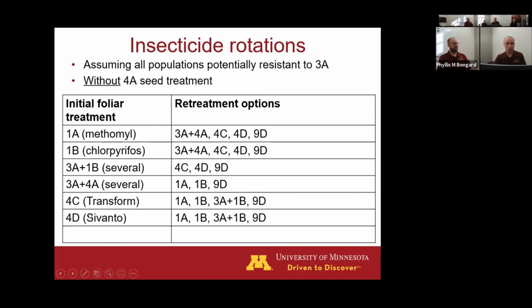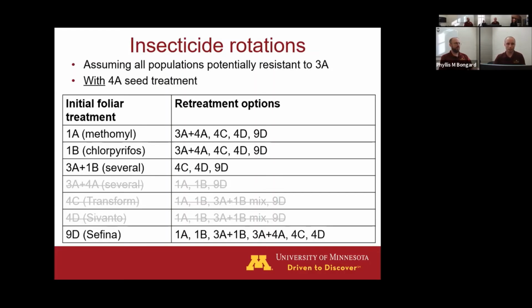We've got the other group 4 insecticides, Transform, Sivanto. We can see what options are available there, or the newer product Sefina. We can see there's a pretty big suite of options there. But getting back to the seed treatment issue, what I'm showing here is if we assume we did not plant neonic treated seed. If we did go in with neonic treated seed, and if our goal is insecticide resistance management, you see that we quickly lose some of those options in the middle of the table there, because we already had one application of that group 4 insecticide to that field.